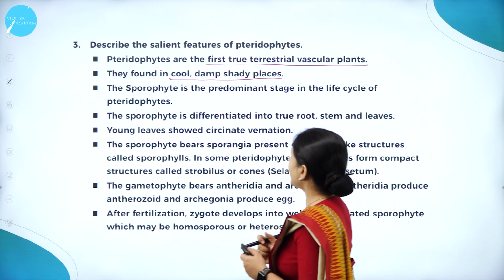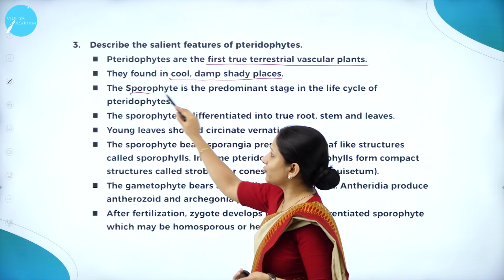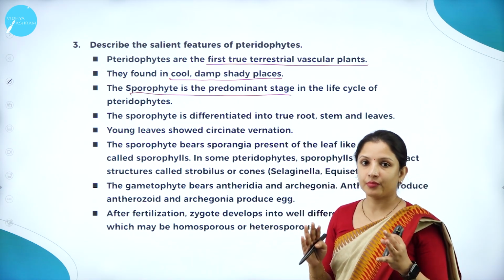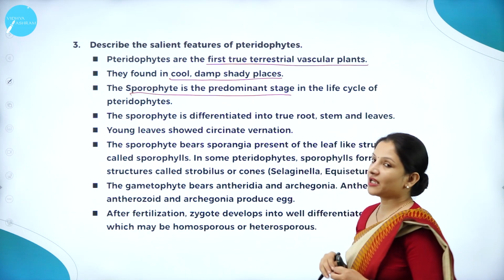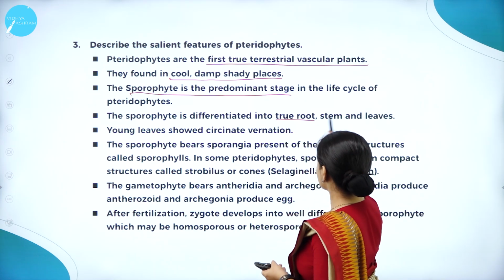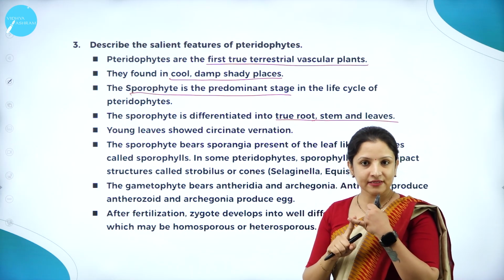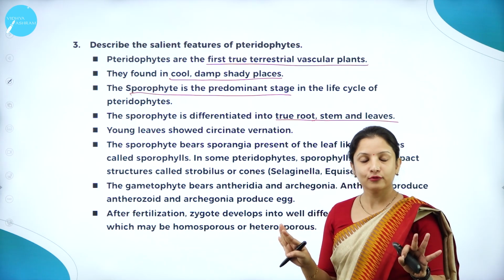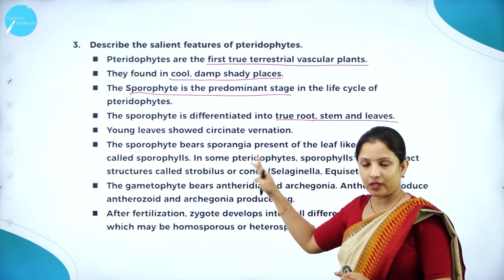Next, the sporophyte is the predominant stage. In bryophytes, which was the predominant stage? It was the gametophyte. Remember, it can come for MCQs. Here, the sporophyte is the predominant stage in the life cycle of pteridophytes. The sporophyte is differentiated into true root, stem and leaves, because in bryophytes and algae you don't find true root, stem and leaves. So, this is one peculiar characteristic of pteridophytes which you can write.